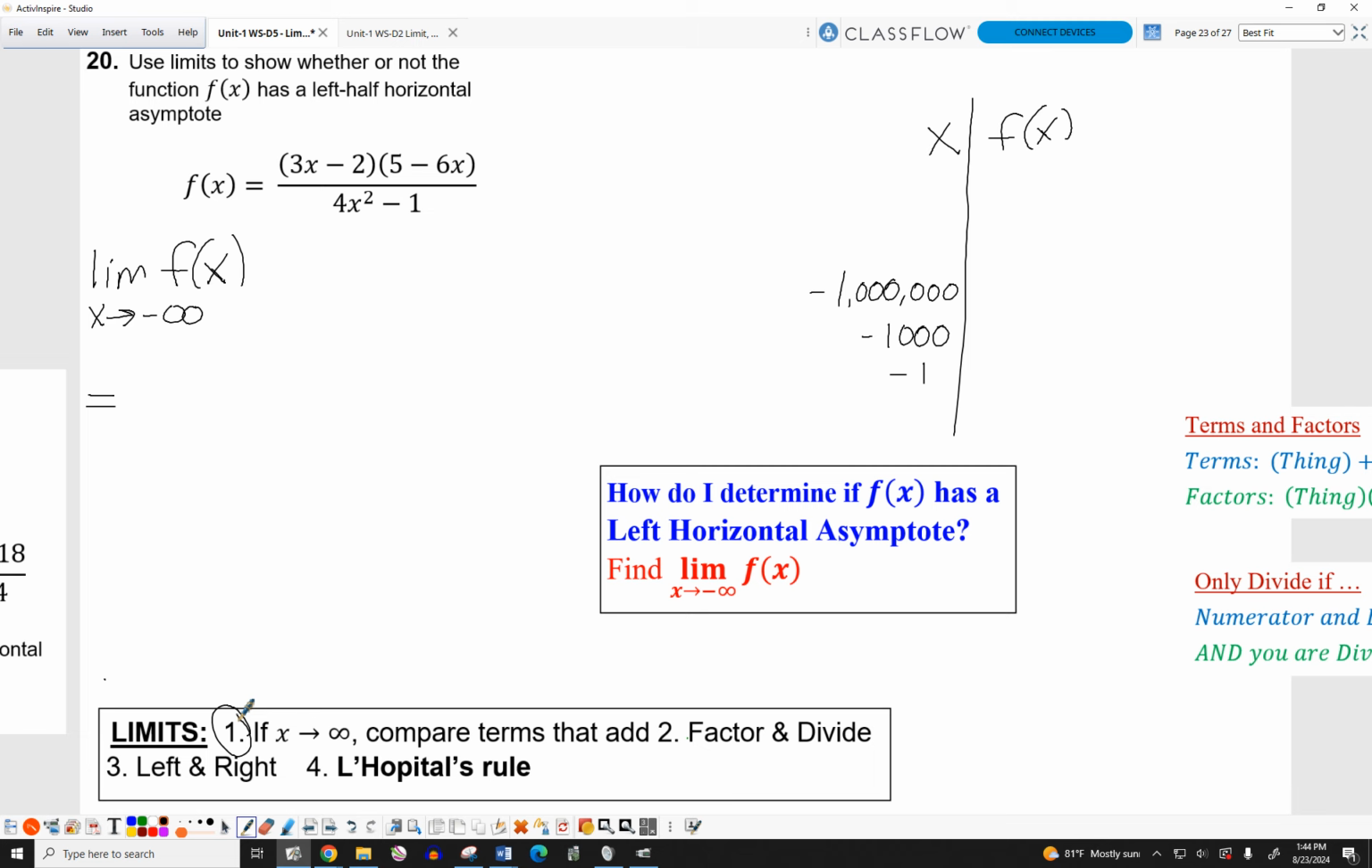Compare terms that add. That means we've got to find some terms. Terms, by definition, are items that are adding, but students kind of struggle to remember that, so I still leave it as terms that add, just as a kind of double emphasis. So you need to look at f, the formula. Raise your hand if you can tell me if you see any terms that are adding. Who can see terms that are adding?